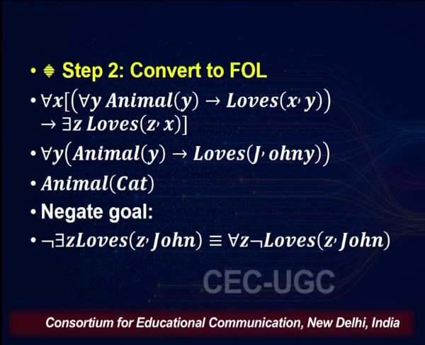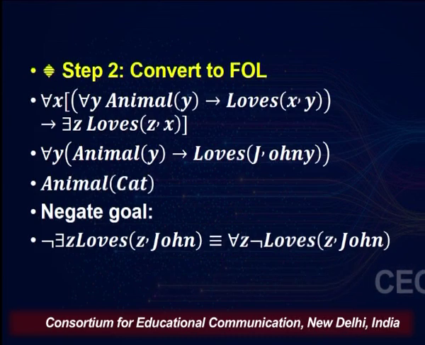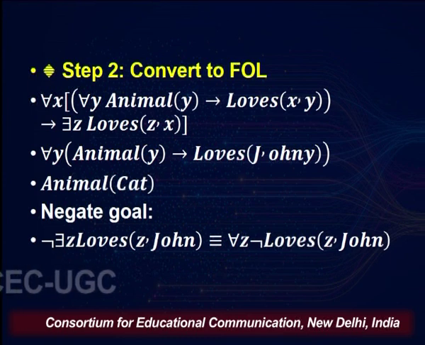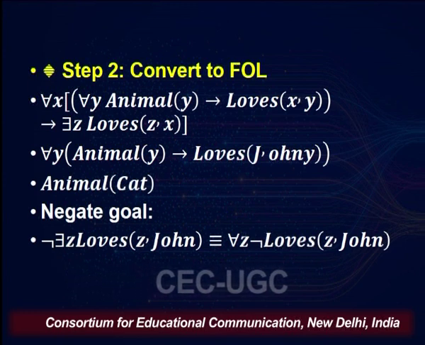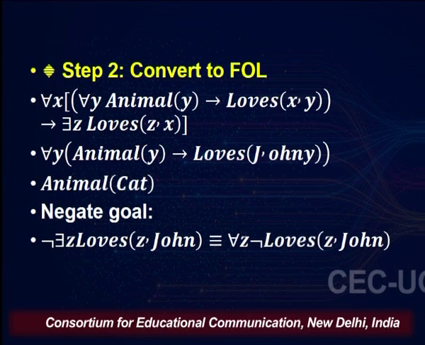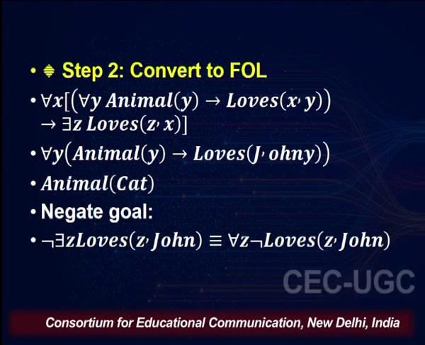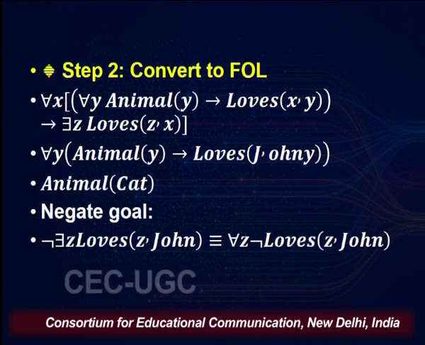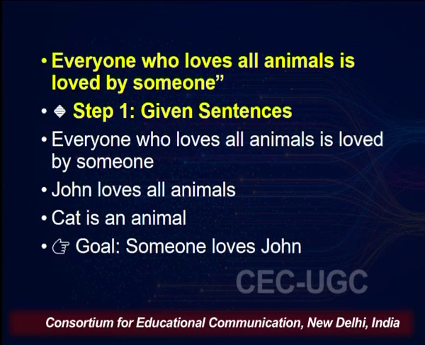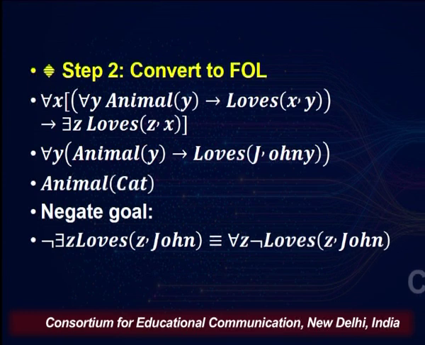Now, the second statement was John loves all animals. So, it says animal y implies loves John comma y, and this goes with for all y as the universal quantifier before the clause. The next clause is animal cat, which says cat is an animal. Now, the goal was someone loves John, and the goal is there exists z loves z comma John, and there exists means we are talking about someone.